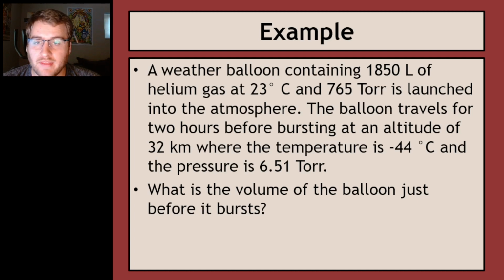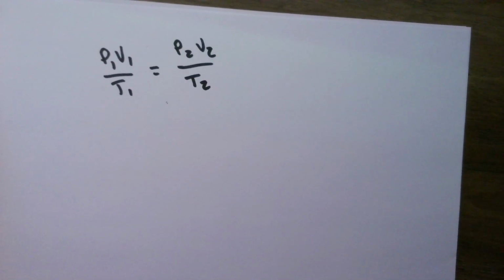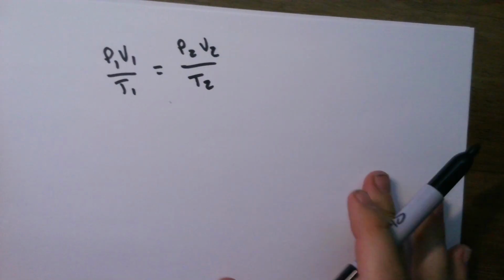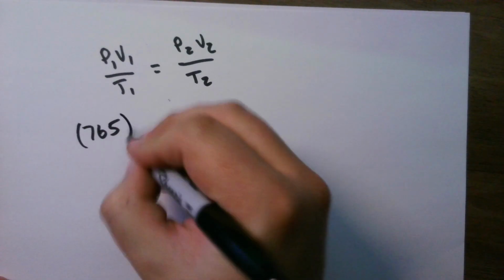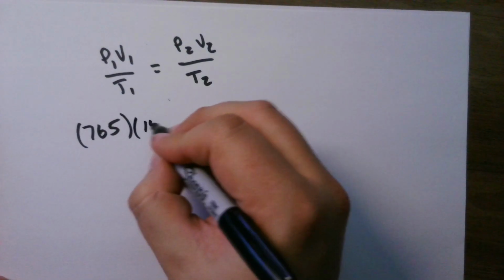Okay, so I could recognize this as a combined gas law problem because I have multiple pressure, volumes, and temperature. Some sort of change is occurring. In this example, the change is the balloon's going up in the atmosphere, and its pressure, volume, and temperature change as its altitude changes and the temperature of the air changes. Okay, so I have my combined gas law this time, and I'm just going to plug in all the information I have. All of my initial conditions I'll plug over here on the left side. So my initial pressure was 765. My initial volume was 1850.